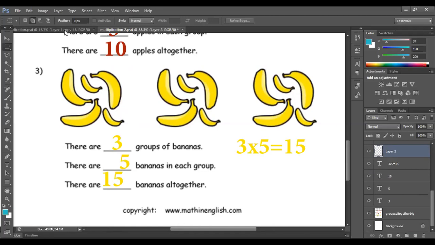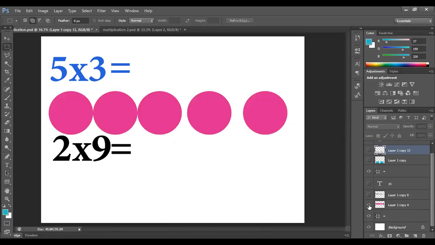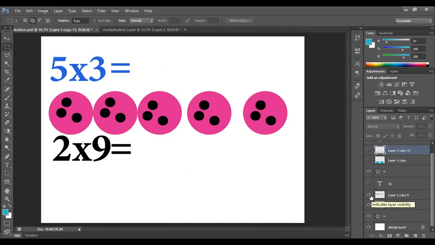Okay, let's do this together. 5 times 3. 5 is the number of groups, right? So I have 5 groups. Each group has 3 circles. Let's count them. 3, 4, 5, 6, 7, 8, 9, 10, 11, 12, 13, 14, and 15. So 5 times 3 is equal to 15.